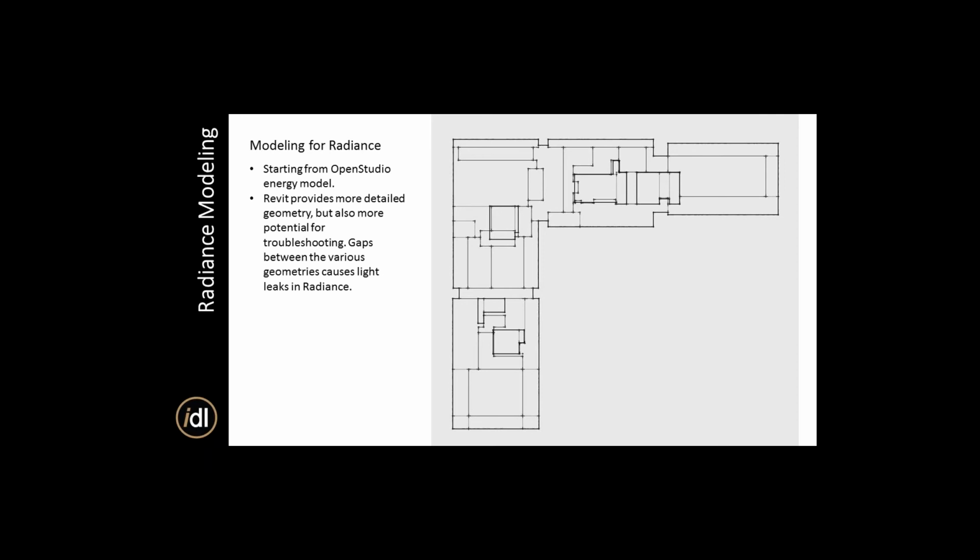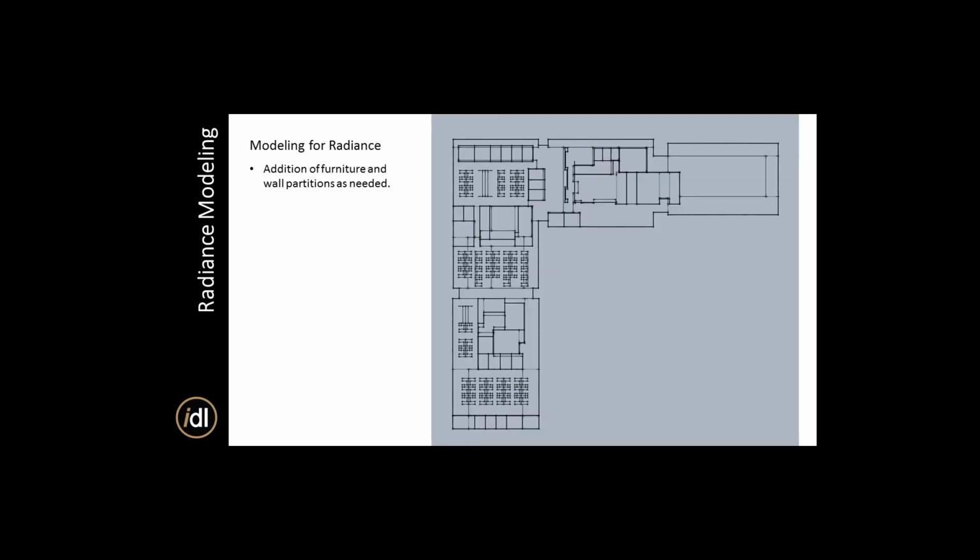So we start with the OpenStudio energy model, and we can see a floor plan of it here. Then we add partitions as needed, and workstations, walls, that type of thing. So we overlay what we need for the daylighting portion over the energy model itself.